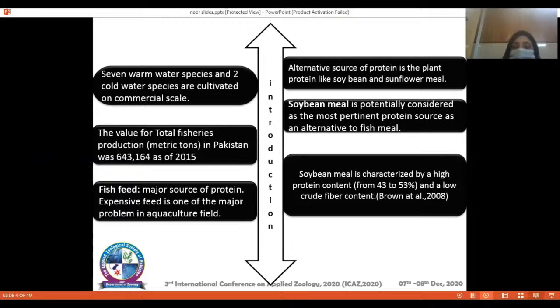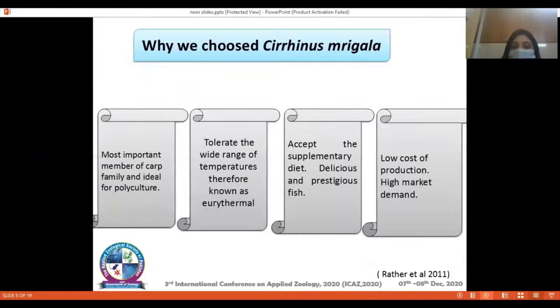The next slide is about why we chose Cirrhinus mrigala. Cirrhinus mrigala is the most important member of the carp family and ideal for polyculture. It tolerates a wide range of temperature, accepts supplementary diet, and is a delicious and very prestigious fish. Low cost of production, high market demand. These are the valid reasons why we chose Cirrhinus mrigala.